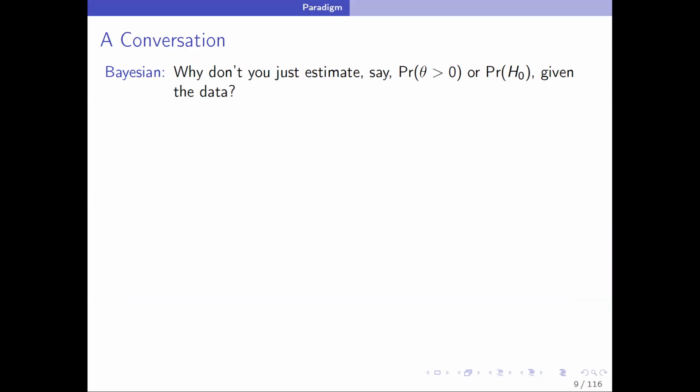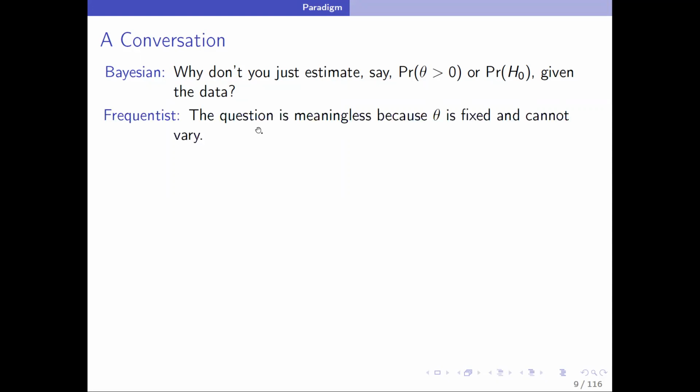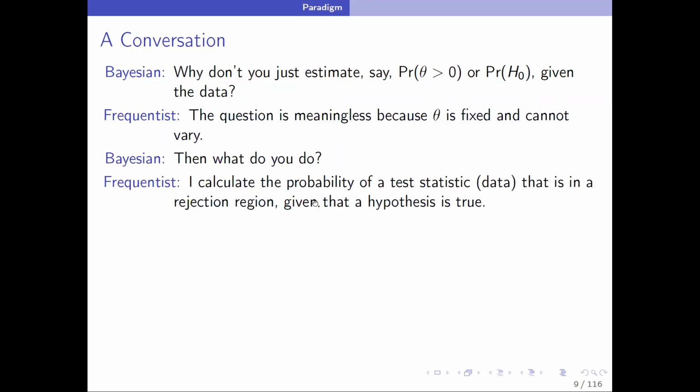The Bayesian would just go and ask, why don't you just estimate directly what's the probability of theta greater than 0, or the probability of a particular hypothesis given the data? And the frequentist response is that the question is meaningless because theta by itself is fixed and cannot vary. And then the Bayesian says, then what do you do? This is how the frequentist responds, and that's in fact how most statistics is being practiced. You calculate the probability of a test statistic that's based on the data being in a rejection region given the hypothesis is true. Okay. In a way, that's what it does.